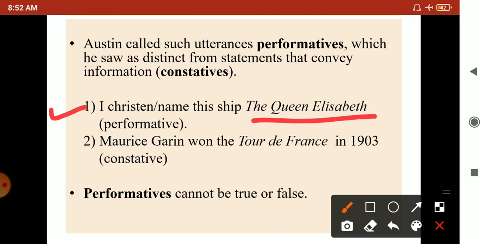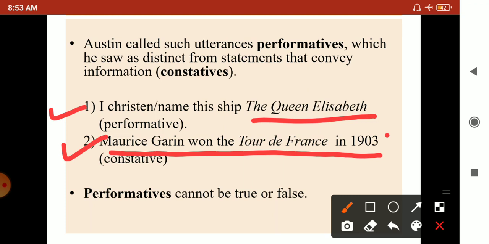So here the speaker has performed an action. So this is a performative sentence. Second sentence, Maurice Garin won the Tour de France in 1903. This is a constative statement because here no action is performed with the help of the statement, the sentence. This sentence gives you certain information. It talks about Maurice Garin winning the Tour de France.